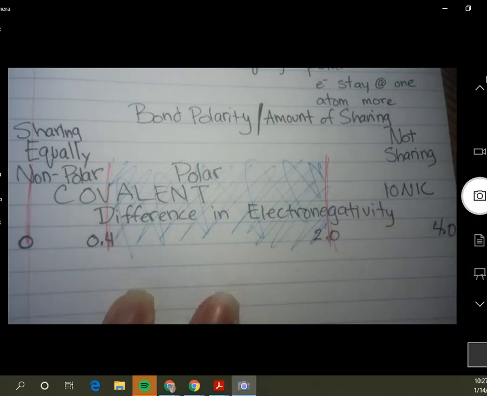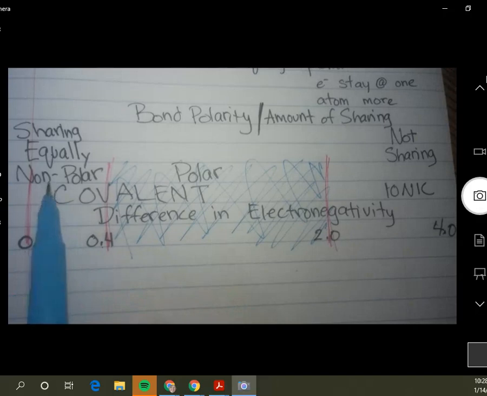So I want you to think about this like a number line. If we are between 0 and 0.4, we're nonpolar. If we're between 0.4 and 2, then we're polar covalent. And if we're after 2, then it's an ionic bond. Give me a thumbs up if that makes sense. Good. Okay.